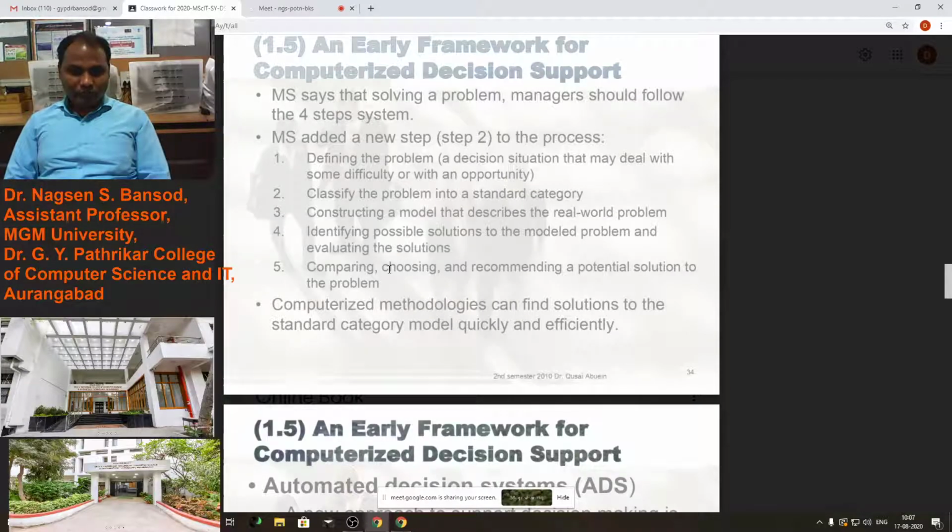Okay, a computerized methodology can find solutions to standard category models quickly, effectively and efficiently. Do you have any questions on these 5 points? No, sir.